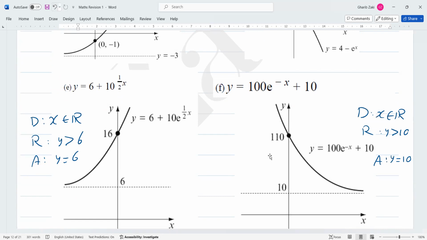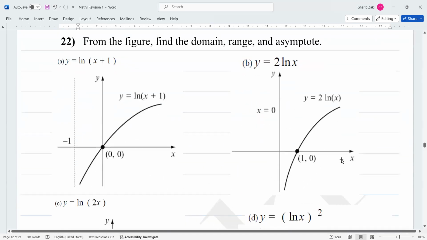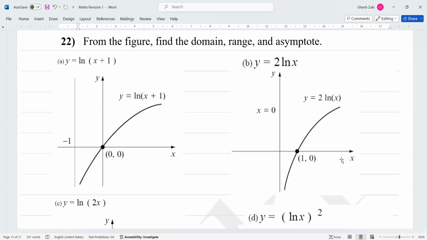Okay, guys? You understand? Now we go to the ln. Try to think with me of the ln. What do we need? The domain, range, and the asymptote. For ln, the domain of ln equals the range of e, and the range of ln equals the domain of e. Okay, now I will do a revision again after this question. Now, first of all, what is the domain? The domain is the values of x. x greater than -1.